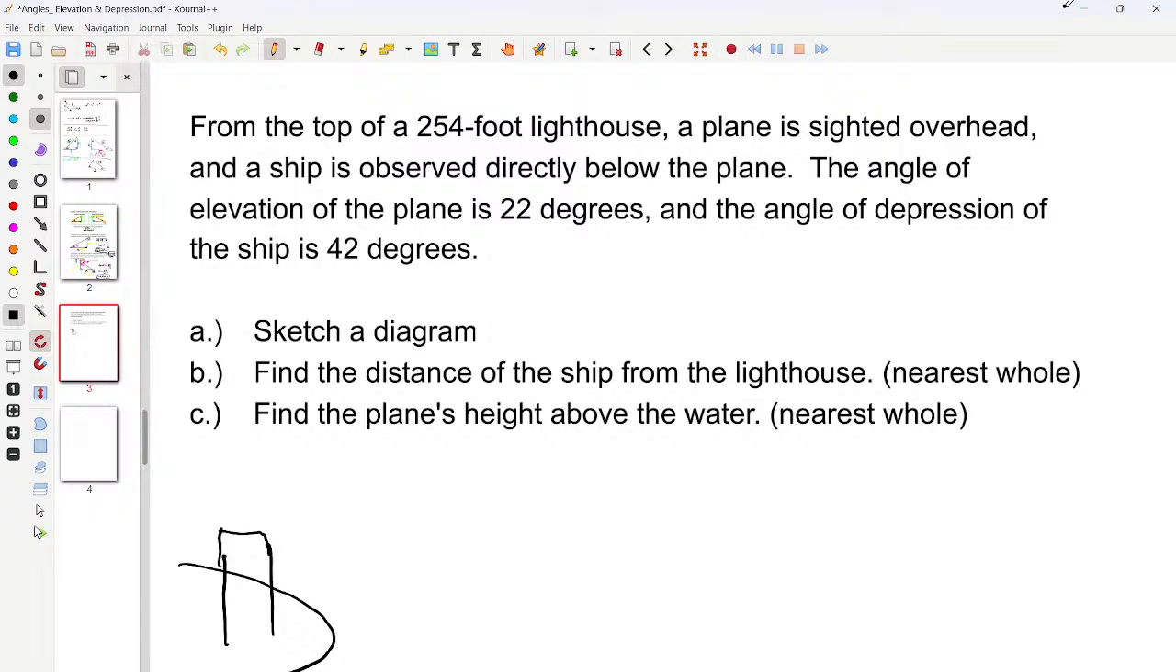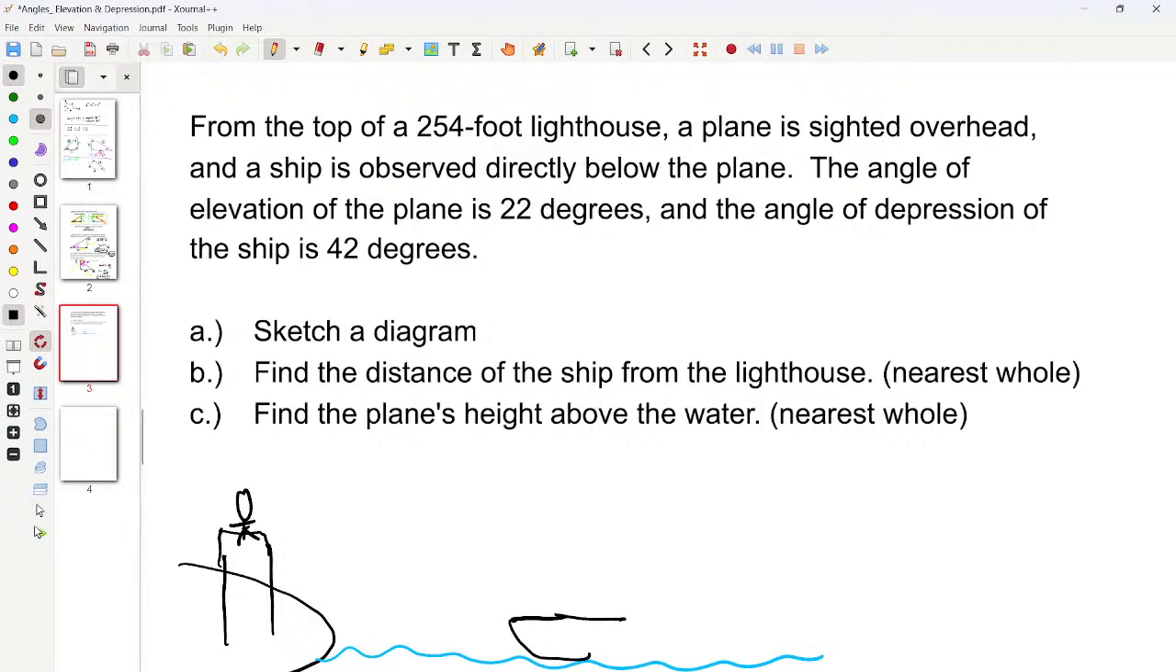I don't know how to draw a lighthouse. I'm just going to do this. There's the lighthouse. This is like on some island. And so here's the water, apparently. And here's a ship. And here's a plane. That's a weird plane.